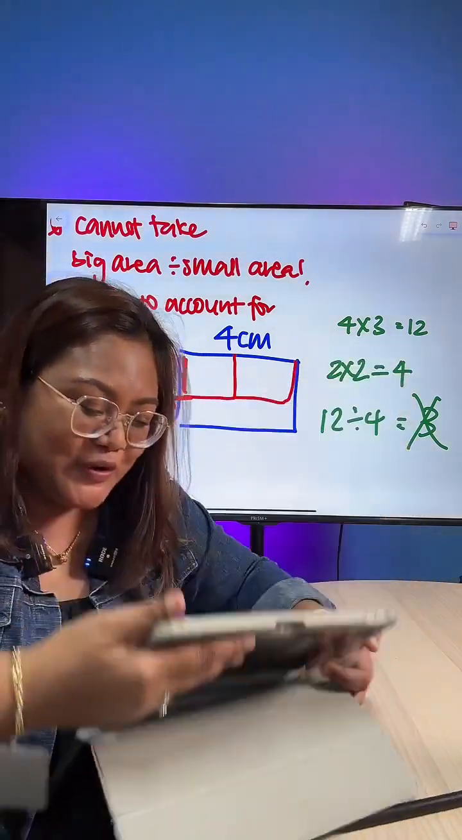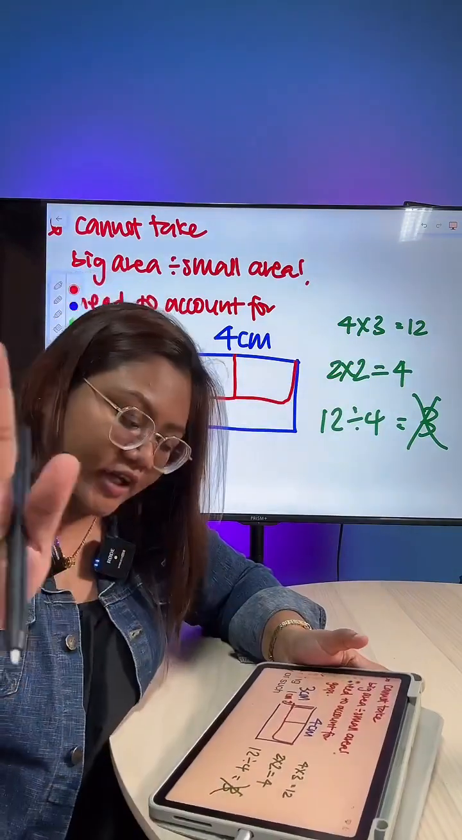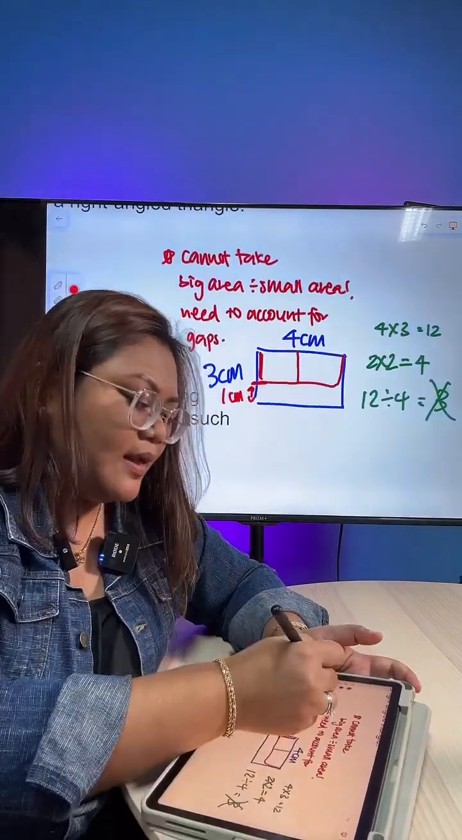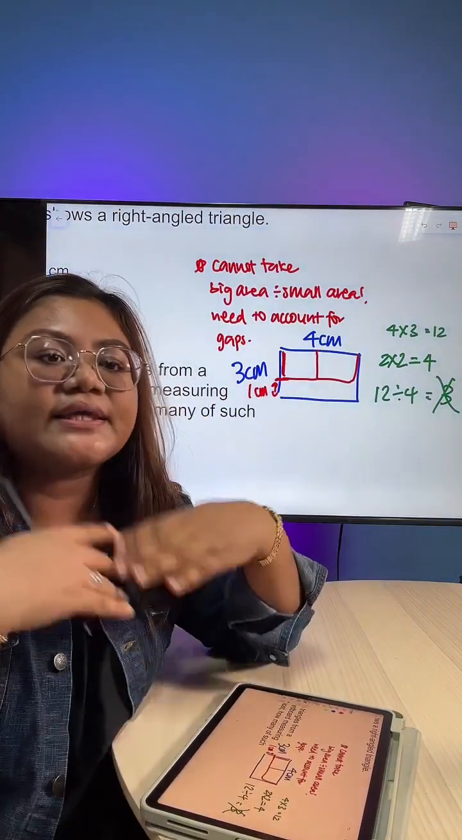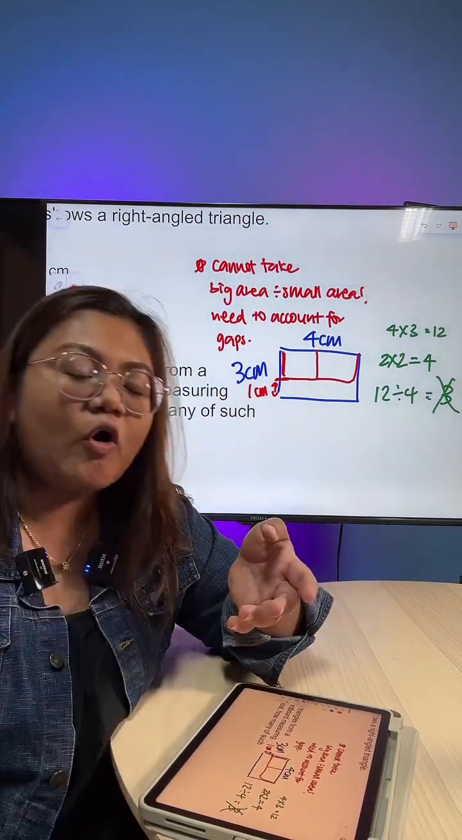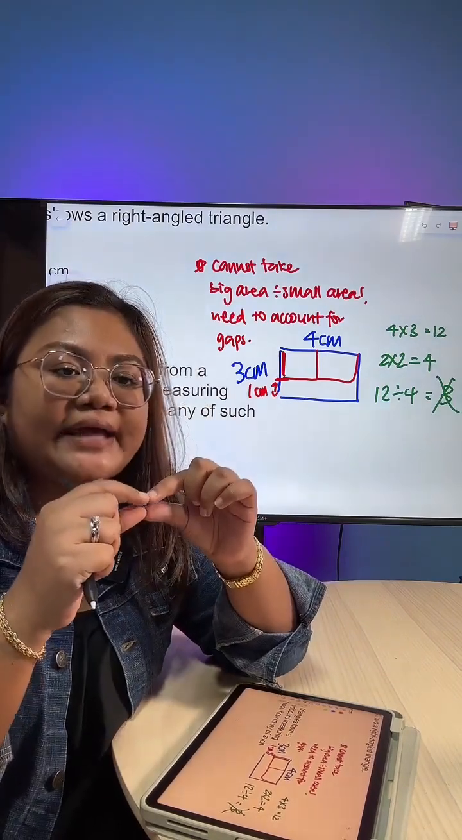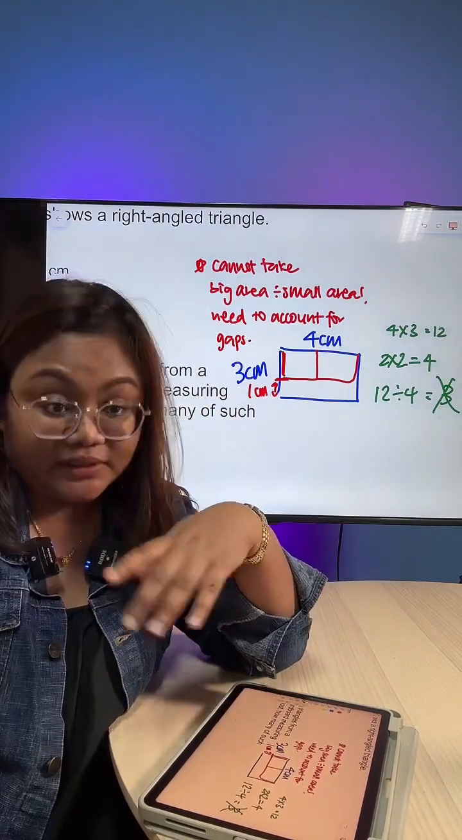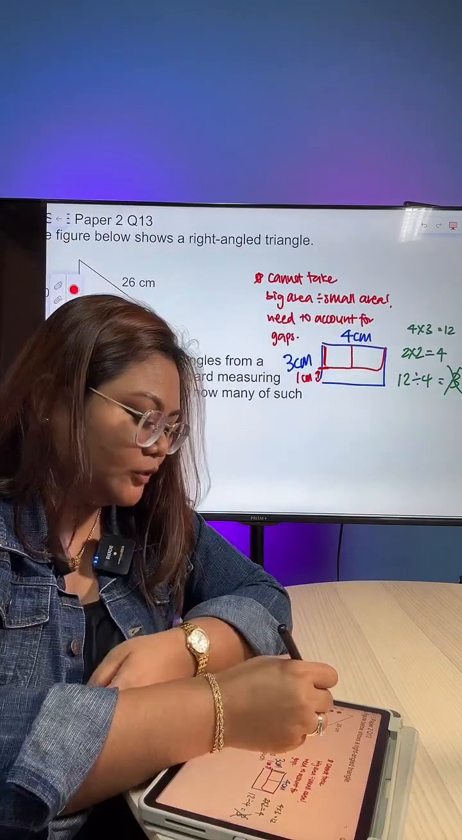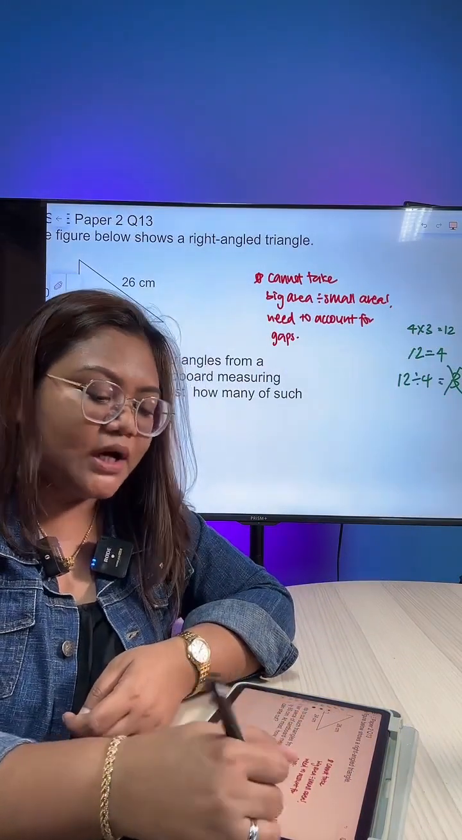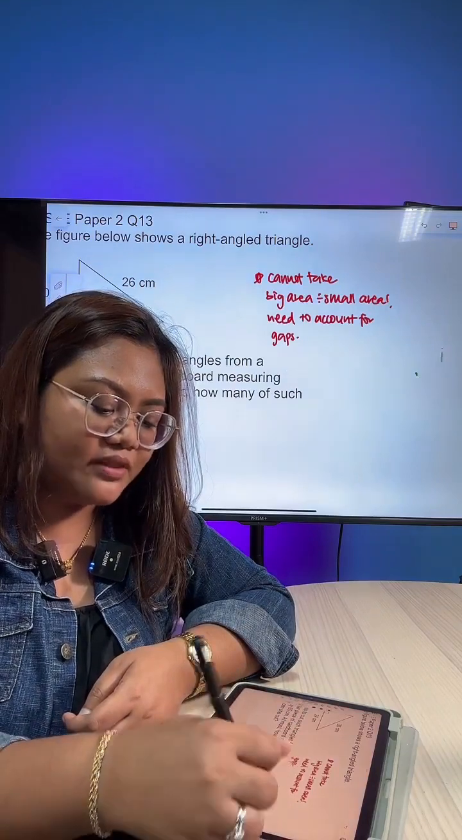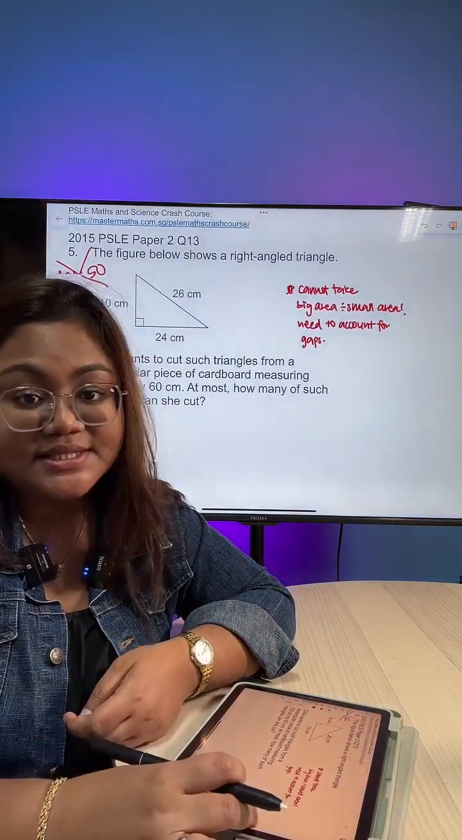Understand? So, I cannot use big area divide small area because I need to account for the gaps. I cannot do anything for the gaps. The gaps become excess paper that I have to throw away. So what do we do then? We just have to see along the breadth, along the length, how many can I cut?